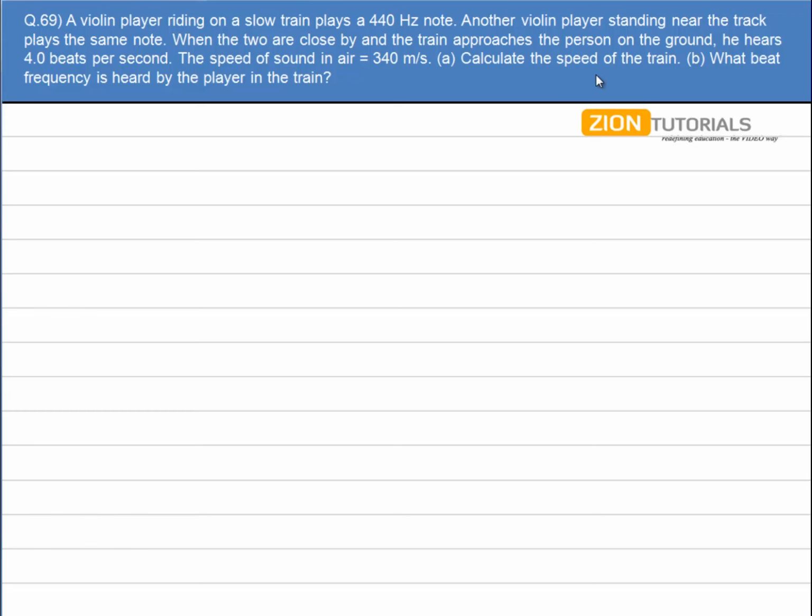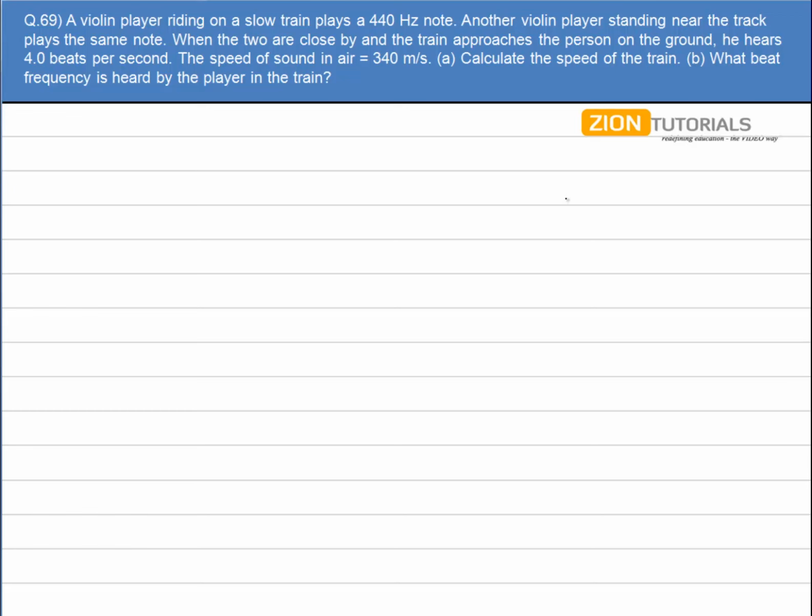A violin player riding on a slow train plays a 440 Hz note. Another violin player standing near the track plays the same note. When the two are close by and the train approaches the person on the ground, he hears 4 beats per second. The speed of sound in air is 340 meters per second. Calculate the speed of the train.